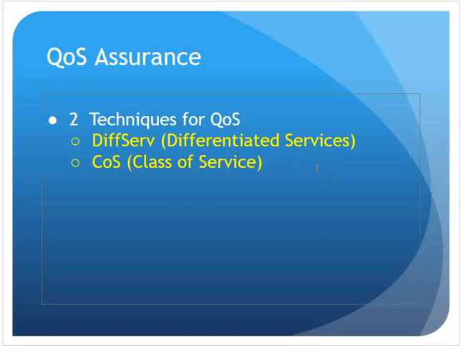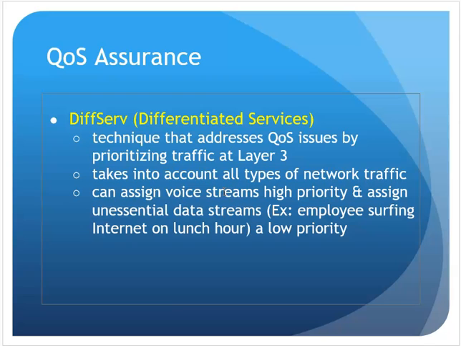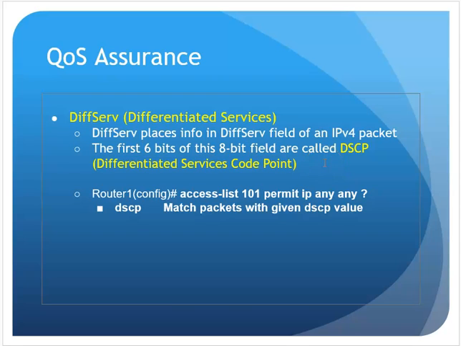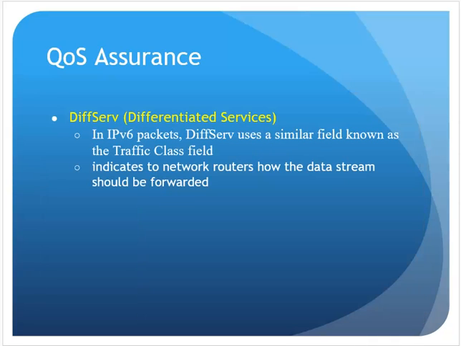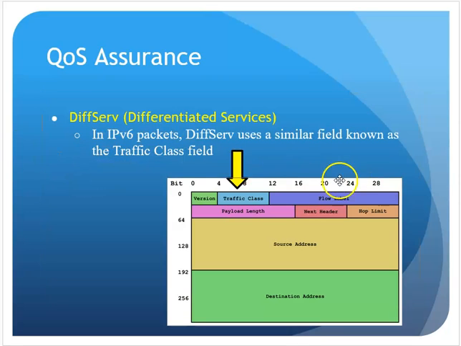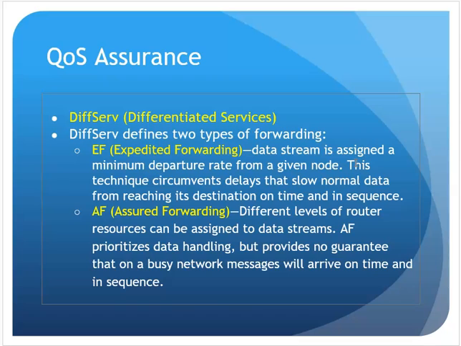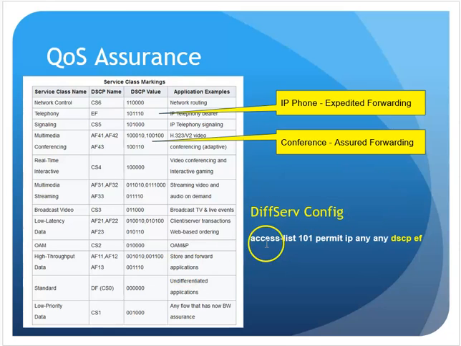Two different ways this can be done: using the diff-serve field or the class of service, if you will. If you remember in your IP header, there is a diff-serve field, and that can be used to allow a certain type of traffic through or given priority. And here's an example of things that can be done. I can match certain packets from this field of my IP header and allow that traffic through first. On IP version 6 packets, there's the traffic class field. Same type of idea. That traffic class could get priority over something else. And then there are two types of forwarding: expedited forwarding and assured forwarding, to make sure that this traffic gets priority over something else.